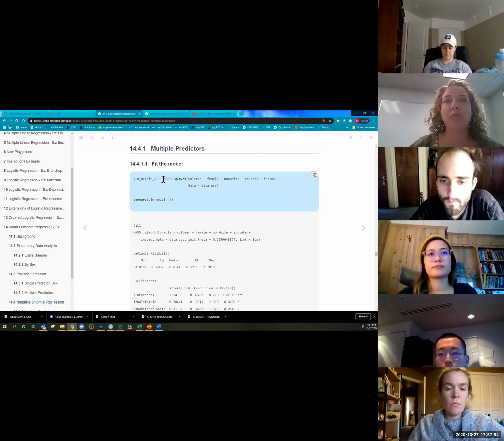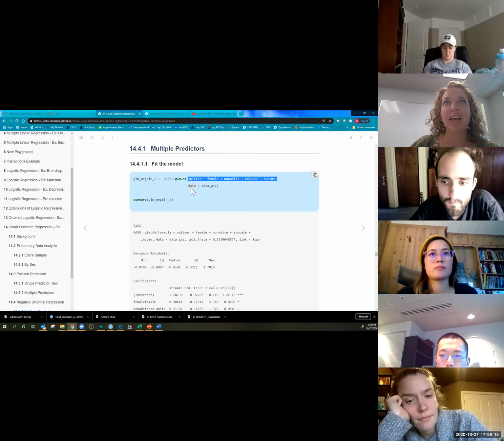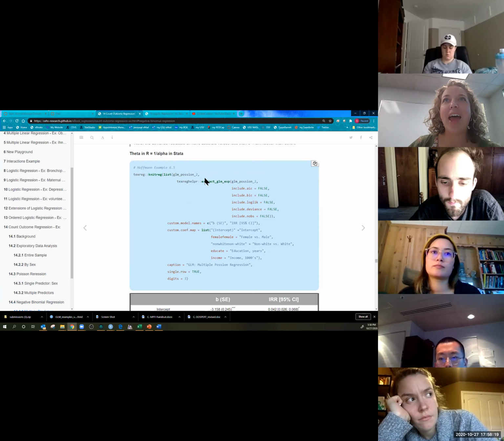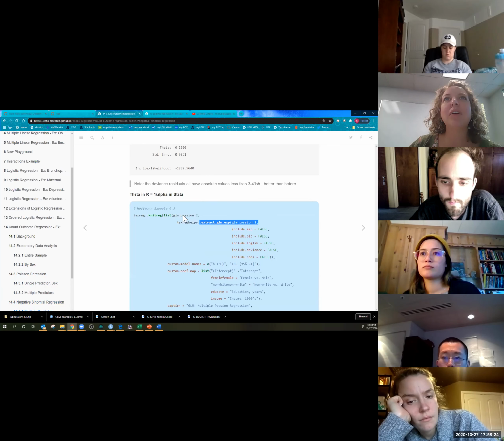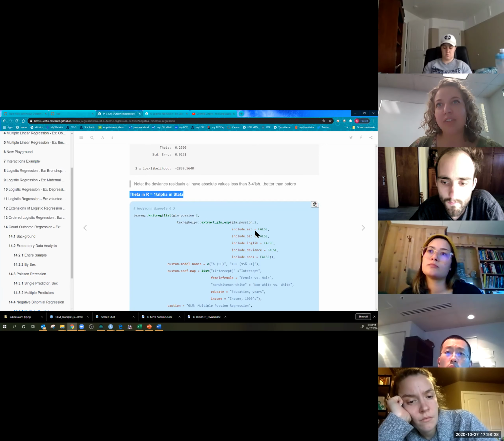We cannot use the GLM function to fit a negative binomial because it's not a true generalized linear model. You have to use this special function from the MASS package. It's glm.nb. NB stands for negative binomial, but you still give it a formula the same way and give it the data. We still get coefficients. They're still on the log form, so we have to exponentiate. So theta in R is the 1 over alpha in Stata.